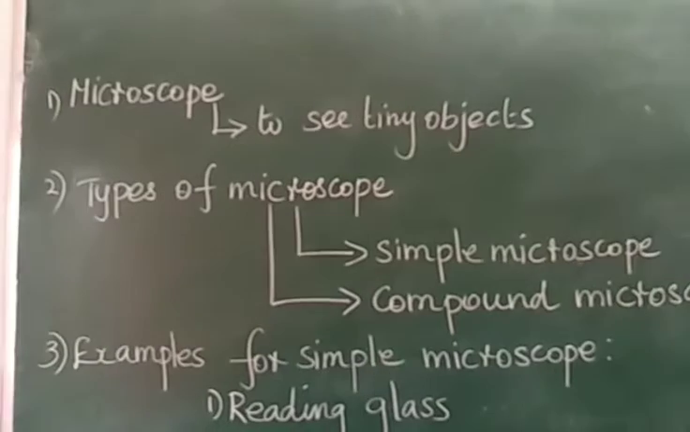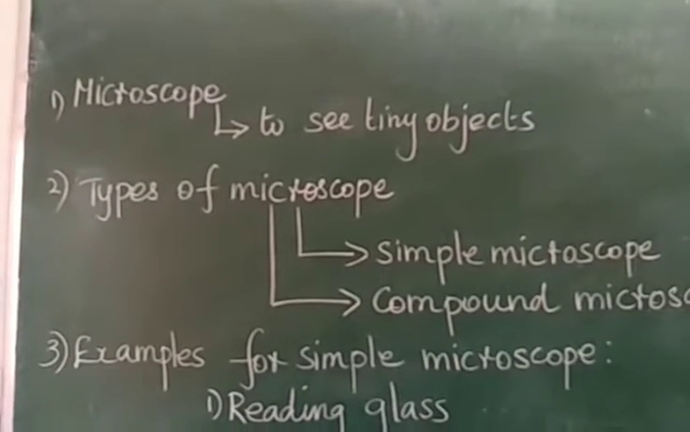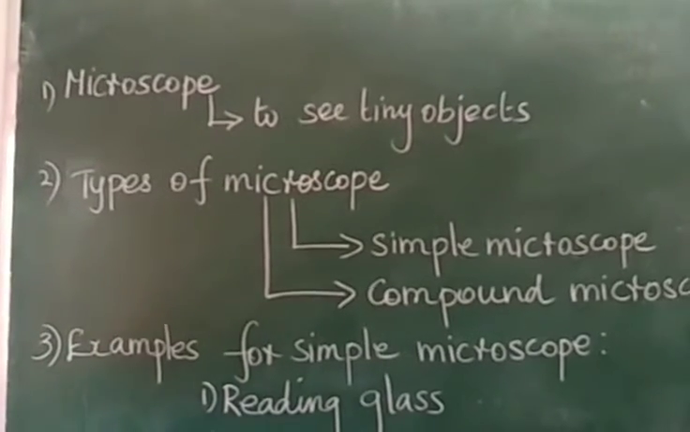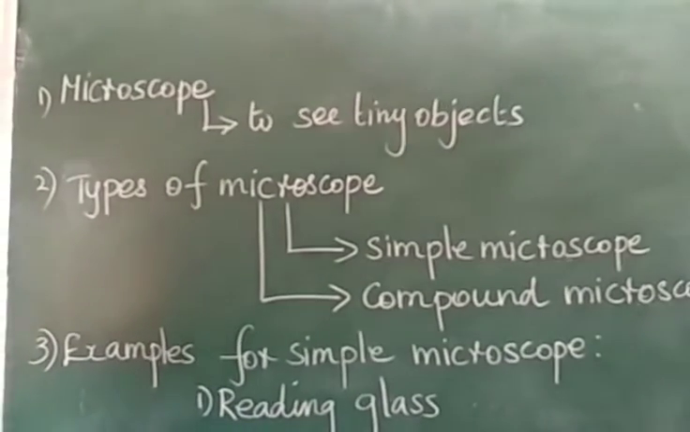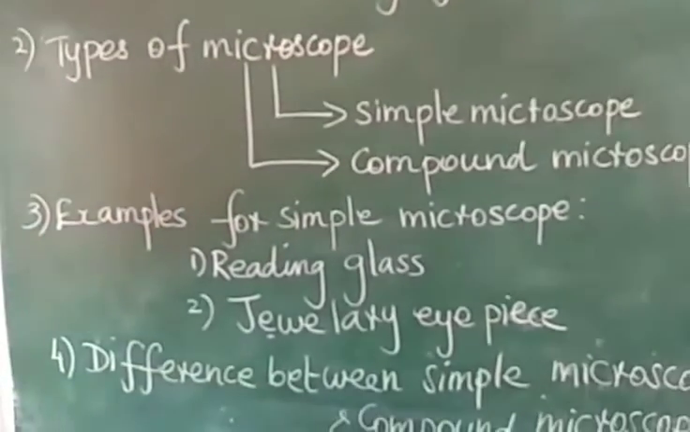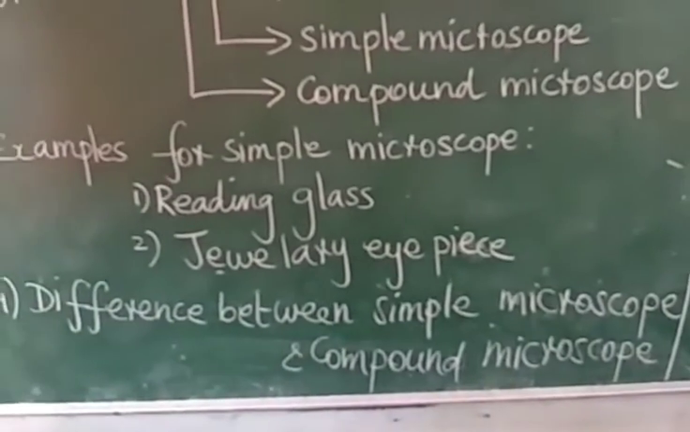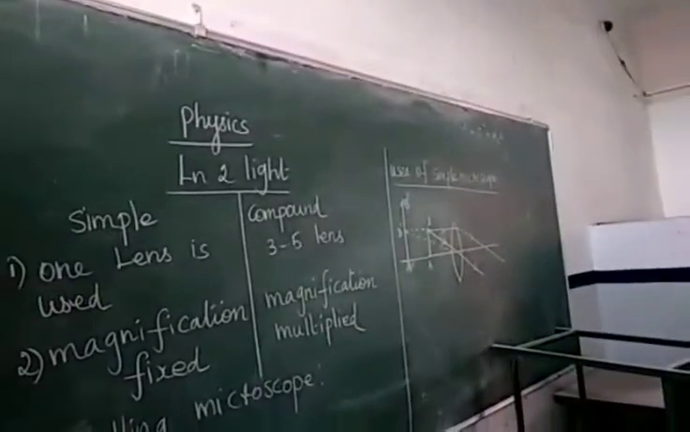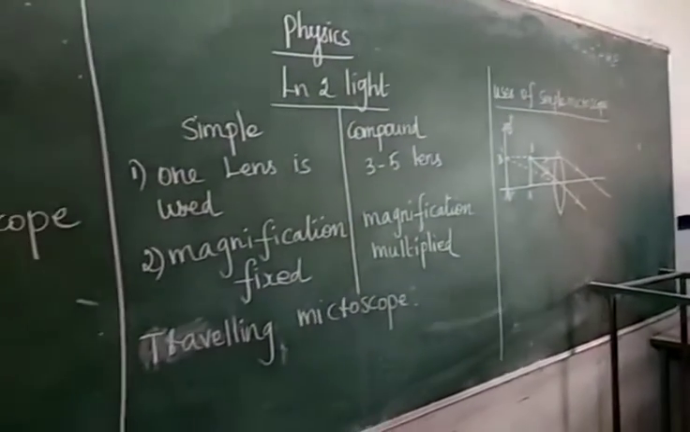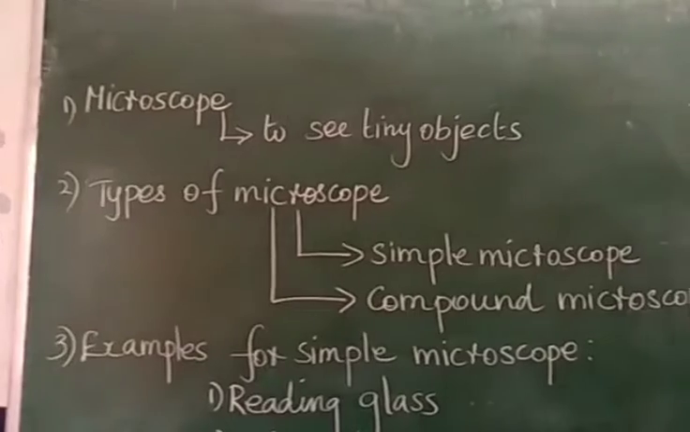Namaskaram students, today we are going to see the heading microscope. You have already seen it in the biology lab. I am going to explain what a microscope is, what the types of microscope are, what the examples of the microscope are, and what the difference between simple and compound microscope is. Fifth heading, uses of simple microscope. Then sixth heading, how does the simple microscope work? This is a very important 5-mark question. I am going to explain one by one. All of you listen carefully.